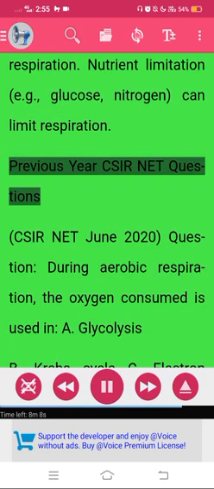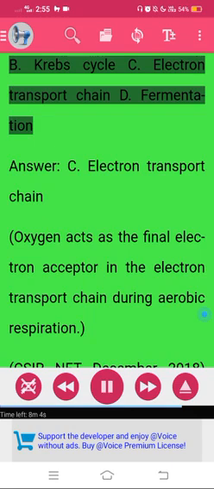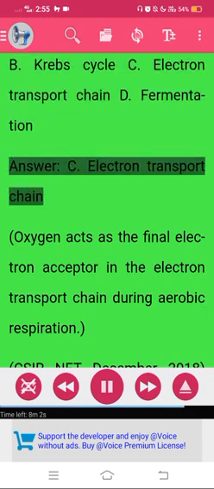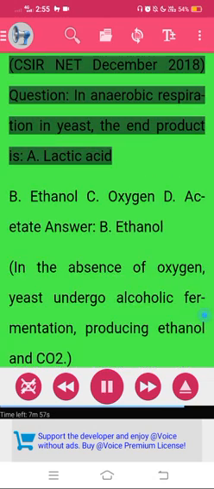Previous year CSIR NET questions. CSIR NET June 2020 question: During aerobic respiration, the oxygen consumed is used in A. glycolysis, B. Krebs cycle, C. electron transport chain, D. fermentation. Answer: C. Electron transport chain. Oxygen acts as the final electron acceptor in the electron transport chain during aerobic respiration.